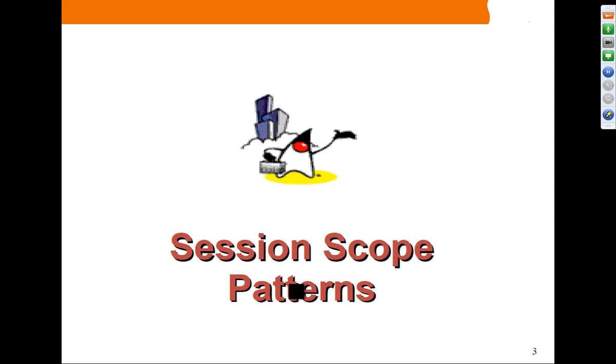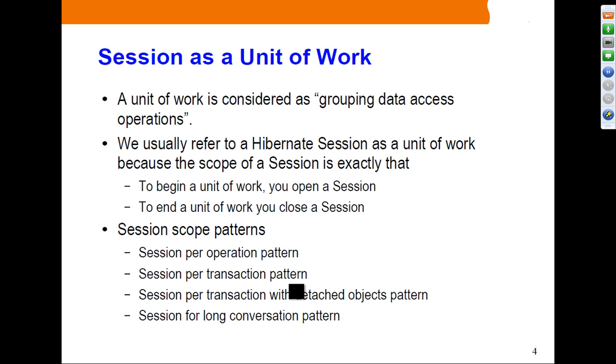Session scope patterns. A session is considered a unit of work. Yesterday we talked about the session as a container of persistent state objects. Whenever you are committing or, in some cases, closing a session, you are going to flush all the persistent state objects to the database. So you can consider that a unit of work, grouping data access operations. All the database operations will be performed for the persistent state objects contained in a session. So we refer to a Hibernate session as a unit of work because the scope of the session is exactly that.